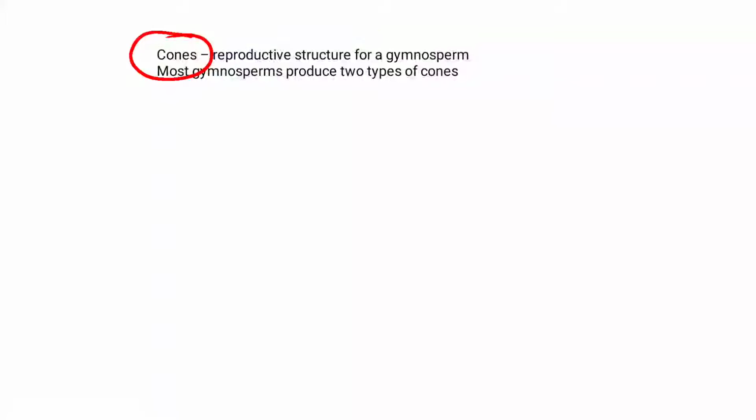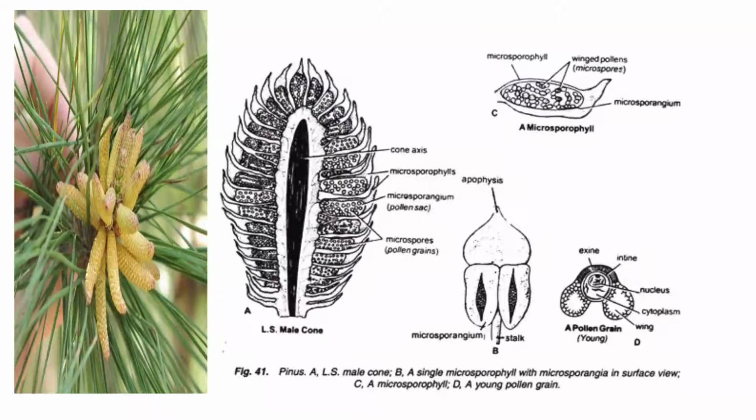Usually you will have two kinds of cones. One is the male cone and the other is the female cone. Usually the male cone bears the male reproductive structures, and the female cone bears the female reproductive structures. First let us see about the male cone. So this is the male cone of Pinus. If you look at this structure, these are all a group of male cones which are present on the branches of Pinus. So each single unit is a male cone.